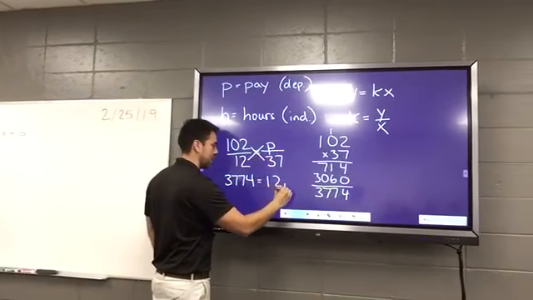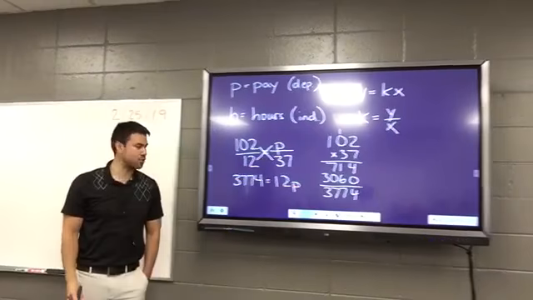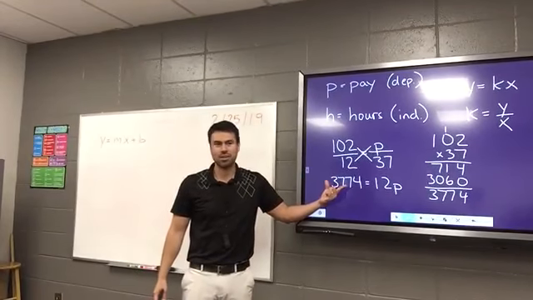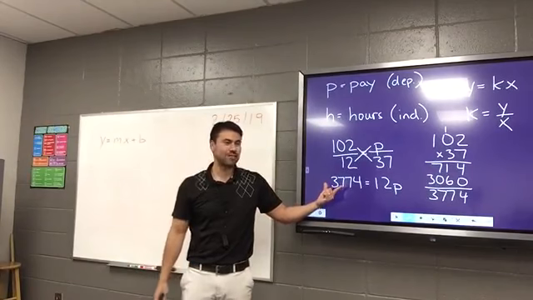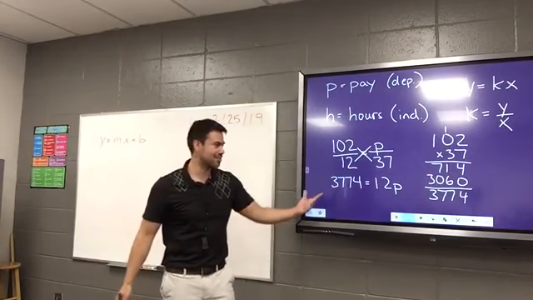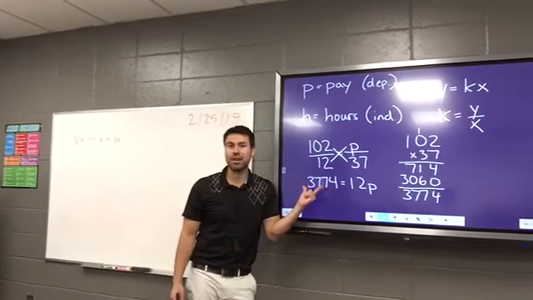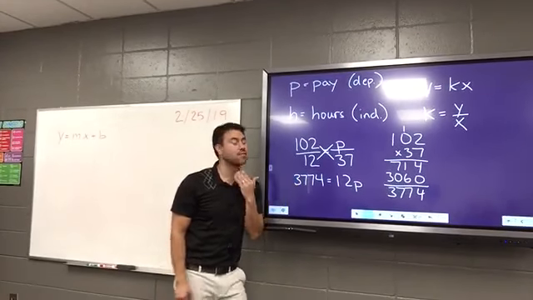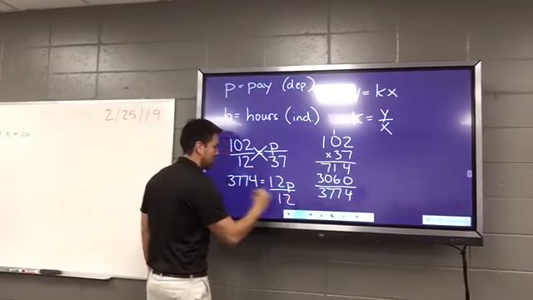It's just 12P. But that didn't give me how much money he's going to make. He does not make $3,774. That's too much. And if that is how much he's making, I'm going to take a job there being a lifeguard. But what do I have to do to solve this one? Divide both sides by 12.